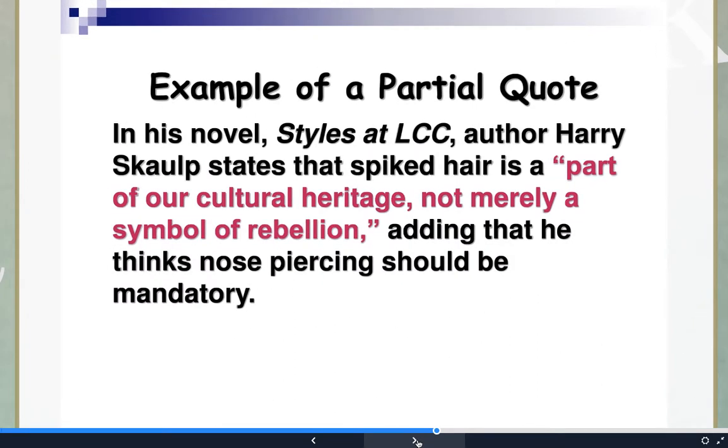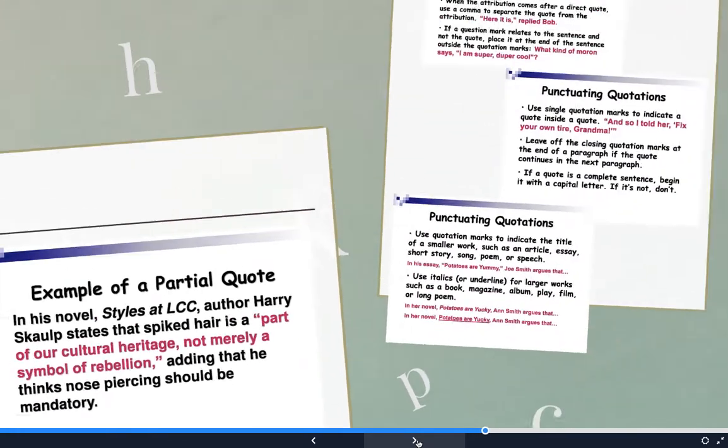Examples of partial quotes: in his novel Styles at LCC, author Harry Sculp states that spiked hair is a part of our cultural heritage, not merely a symbol of rebellion, adding that he thinks nose piercings should be mandatory. Ignoring the weirdness of that sentence, okay? The part that's in quotation marks is a direct quote, that pink part. Everything else is just summarized, and you can do that.